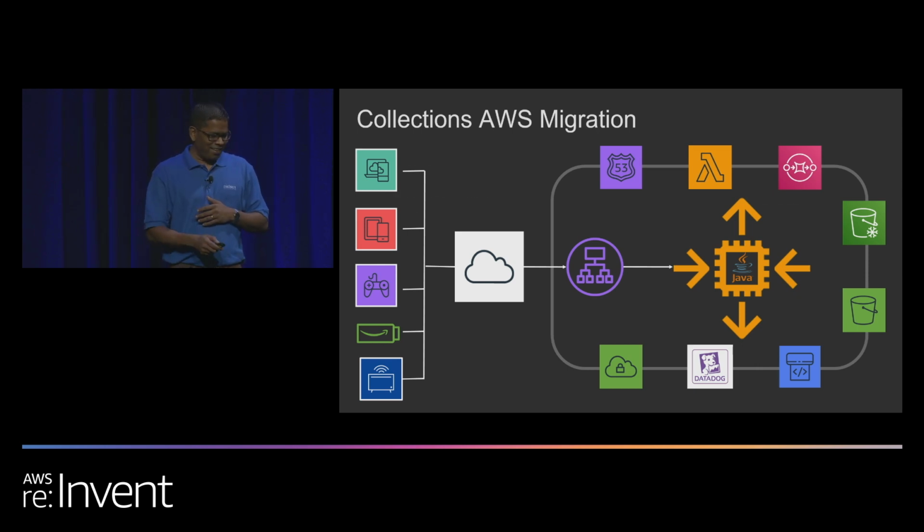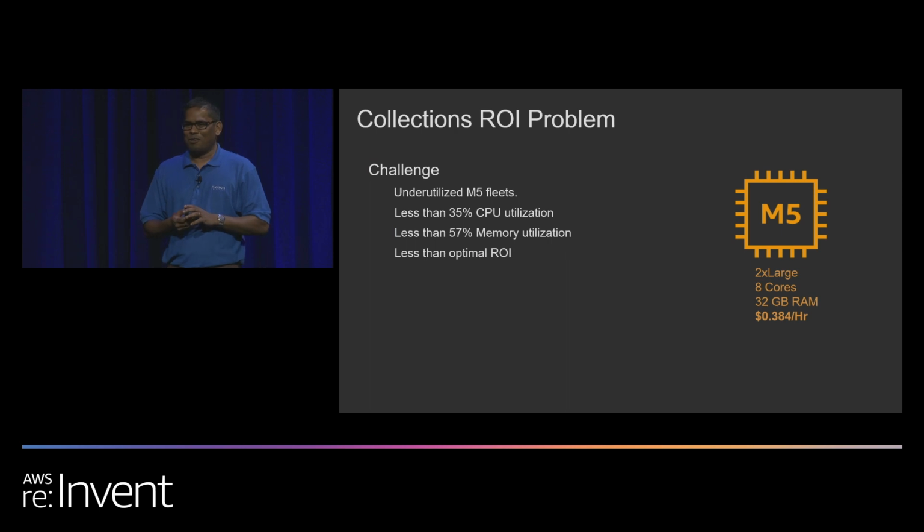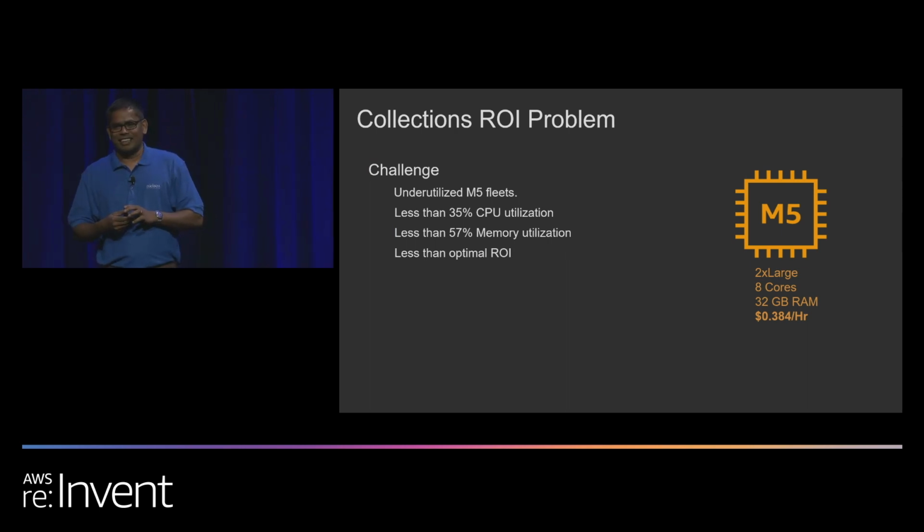Everything was going great till we ran into our first problem, the ROI problem. We soon realized that our M5 fleets were not fully utilized. So we had chosen M5 based on our on-prem experience. It's a great server. It was rock solid. But it was just too much of a server for our application. And we were not utilizing all its potential.